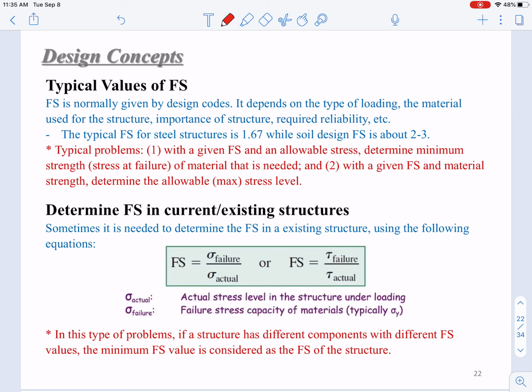Typical problems regarding this design and factor of safety will include, with a given factor of safety and allowable stress, determine the minimum strength, the yield stress of the material that is needed. This lets you select a material. This is the nature of the first type of problems. The second type would be, with a given factor of safety and a material strength, the material has been determined, then determine the allowable stress level. In the third type of problems, you may also be requested to determine the factor of safety in an existing structure. You are given the strengths and the loading conditions so that you can calculate the stress in it. Then you can estimate the factor of safety in the existing structure.